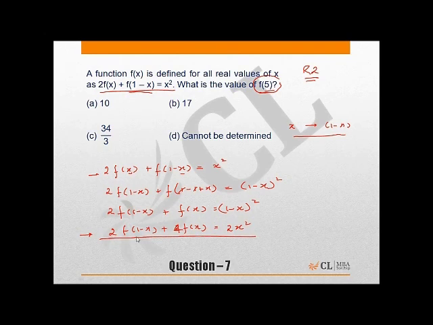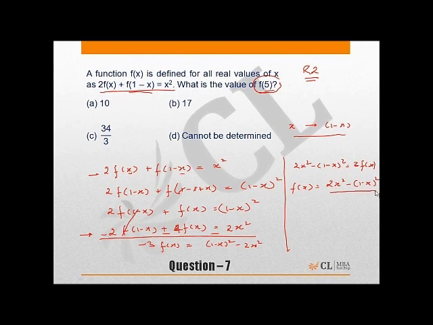So let's subtract. When we subtract, what will we get? These two get cancelled out. Minus 4f(x) plus f(x) becomes -3f(x), equal to (1 - x)² - 2x², or it could be written as 2x² - (1 - x)² = 3f(x). Or rather f(x) is equal to (2x² - (1 - x)²) upon 3.